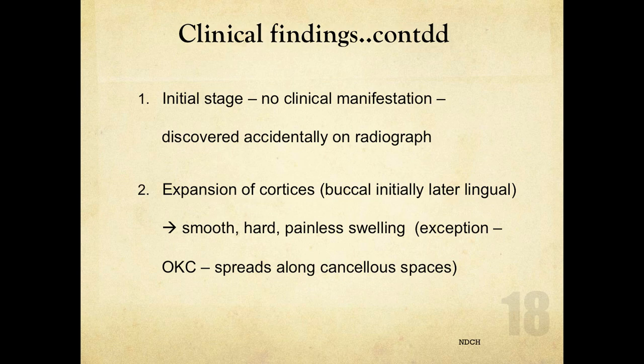In the initial stage, you do not find any clinical manifestations, and most of these jaw cysts are discovered accidentally on radiograph. With time, the cortices start expanding. Initially it is the buccal, followed by the lingual plate, and it leads to a smooth, hard, and painless swelling. The exception is the OKC, because this cyst spreads along cancellous spaces, and expansion is a very late feature in OKC.